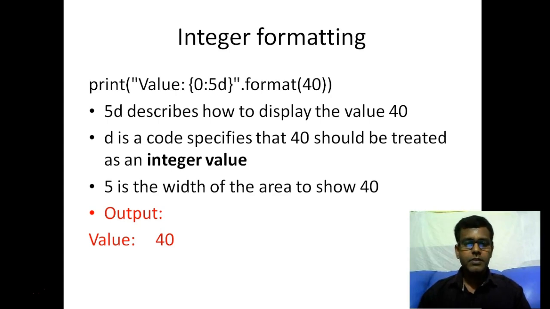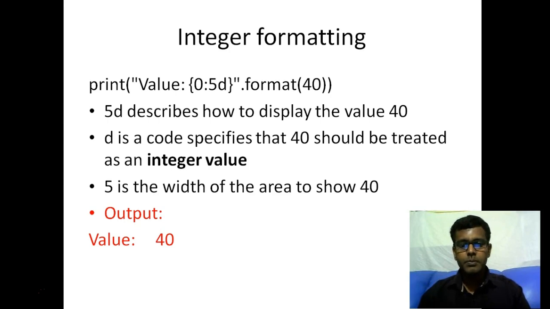The next one we are going to see is integer formatting. So how do you print the integer values, that is the whole numbers, using the formatted print statement? So here in this example, print value equal colon, within curly brackets you mention 0 colon some number, then D. The D specifies that you are going to display an integer. Then the 0 colon 5 specifies the number of positions you are going to allot for the integer that you are going to print.